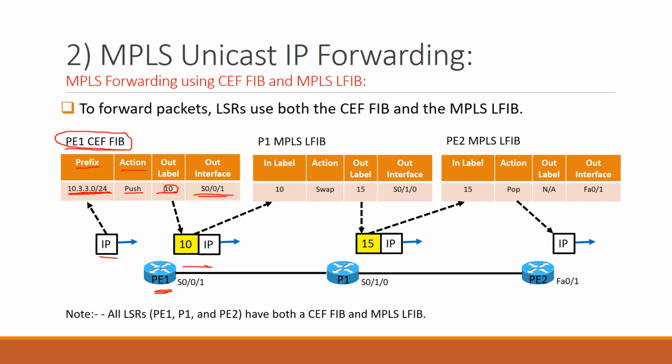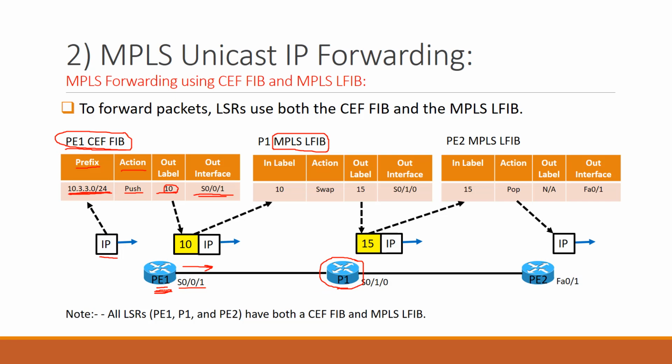Once PE1 decides to send the labeled packet out of serial 001, the packet will be received by P1, provider 1. So P1 received a labeled packet. Which table should it check? It should check its MPLS label forwarding information base. Why did PE1 check the CEF FIB and P1 check the MPLS LFIB?